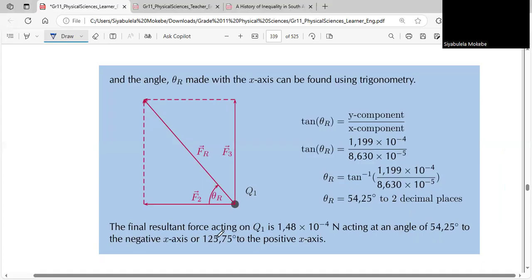And the final resultant force acting on Q1 is 1.48 times 10 to the negative 4 newtons, acting at an angle of 54.25 degrees to the negative x-axis, or 125.75 degrees to the positive x-axis.